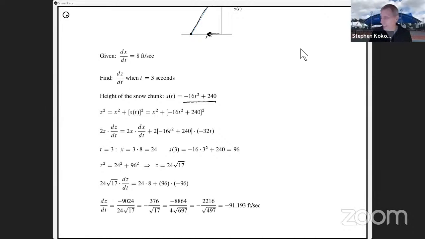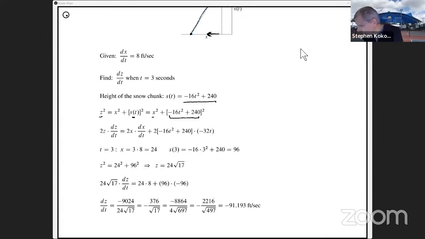All right. So here we go. What's my expression for z squared? It's x squared plus, in some sense, y squared, but that's the height of the snow chunk. So this is an interesting problem to me because this has a z in it, it has an x in it, and it has an expression already in time t. So remember, what I'm going to do here is to take the derivative of both sides with respect to t. And so this one already has an expression in t, a little different than many of the related rate problems that we see on the exam.